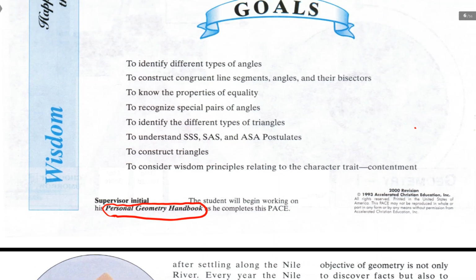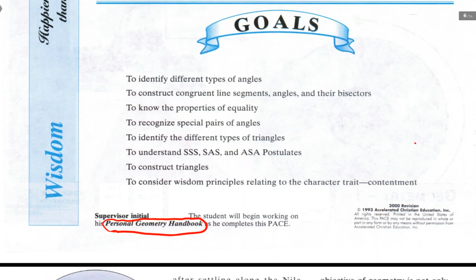So let's go over what you're going to be learning in this book. You're going to be learning to identify different types of angles. You're going to be learning to construct congruent line segments, angles, and their bisectors. You're going to know the properties of equality. You're going to be able to recognize special pairs of angles. You're going to be able to identify the different types of triangles. You'll be able to understand what SSS, SAS, and ASA postulates are, and you'll be able to construct triangles.